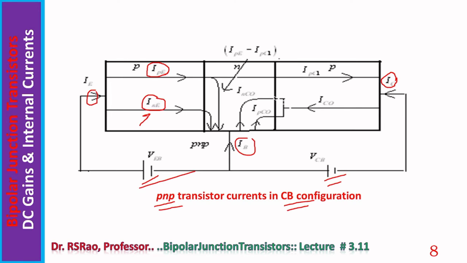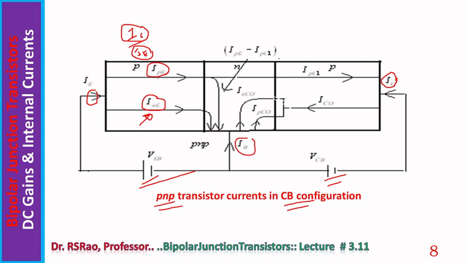INE is considered a waste component. Why a waste component? The transistor is meant for providing a gain. Gain roughly means IC by IE. For gain to be more, IE should be as small as possible and IC should be as large as possible. So somehow IE should be small.